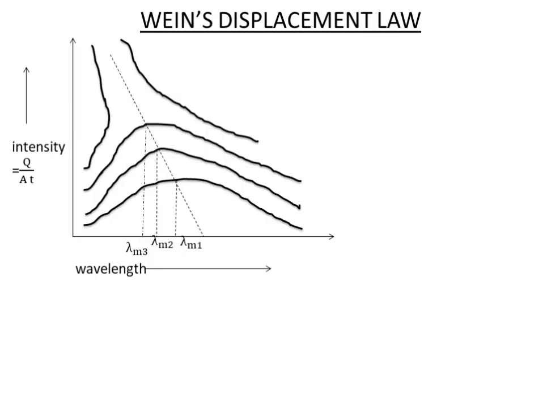Wien's displacement law. Here we have a graph of black body emission intensity along the y-axis, that is the amount of heat radiated per unit area per second, against the wavelength of the radiations emitted from the black body when it is heated.